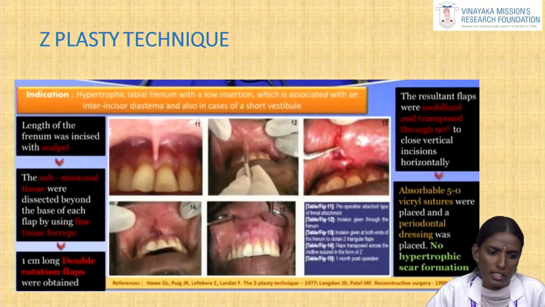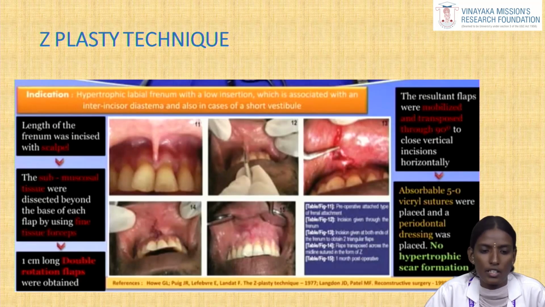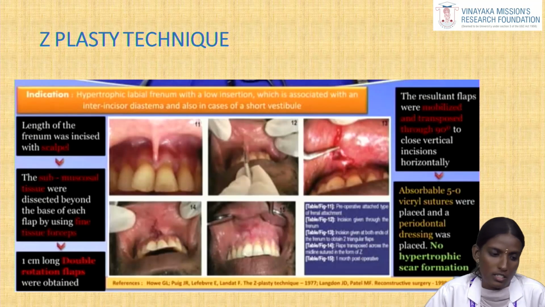Next, the Z-plasty technique. It is indicated in a hypertrophic labial frenum with a low incision, which is associated with the interincisor diastema and also in cases of short vestibules. The length of the frenum was incised with the scalpel. Initially this is done by scalpel.